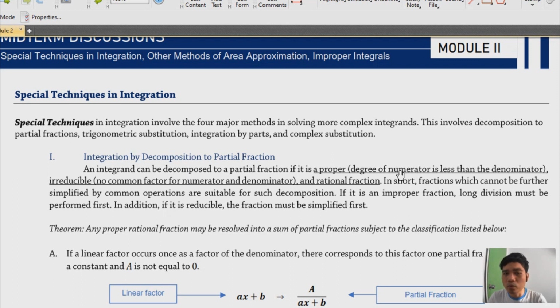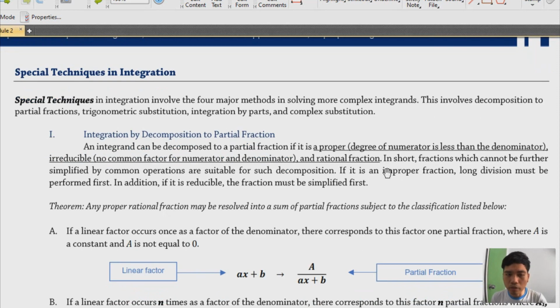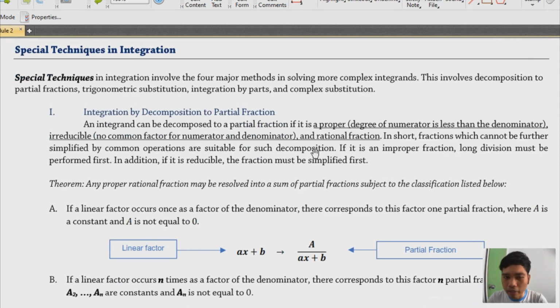Pero when it comes to special techniques, and of course yung mga previous natin, sometimes you have to redefine the equation, it gets a little difficult. So the only thing that we need to remember here is to understand kung ano ba yung theorem behind it. And then pag na-understand natin yung theorem behind it, sometimes we can devise a method, or we can just select the best method that we can use. So the first one that I'll be discussing today is all about the integration by decomposition to partial fraction.